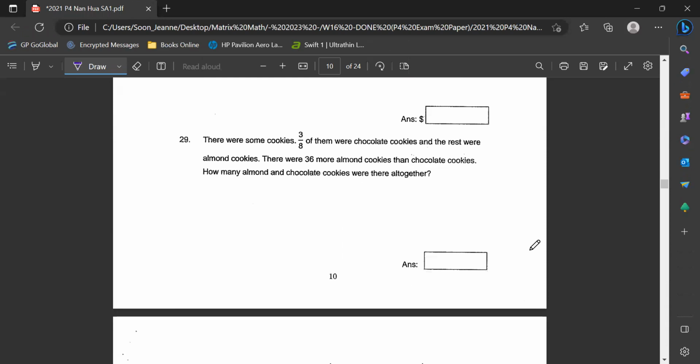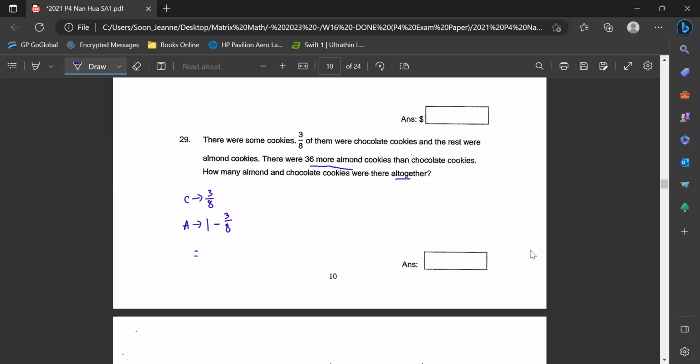29. There were some cookies. 3/8 of them were chocolate cookies and the rest were almond. There were 36 more almond than chocolate cookies. I want to find out the number of cookies altogether. For this kind of question, we always list out our fractions. Chocolate is 3 over 8. Almond will definitely be the remaining fraction from the whole, so we use 1 whole and subtract away the fraction for chocolate, which is 3 over 8.